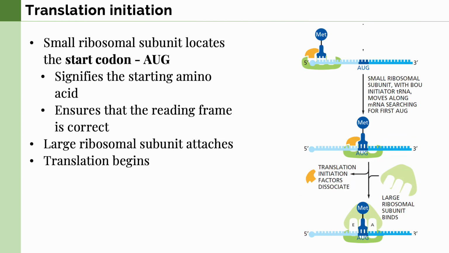Without that cap, this complex cannot bind to it, and this means that the mRNA cannot be translated. Once bound, the small ribosomal subunit then goes along the mRNA, locating the start codon, which again is AUG. This signifies the starting amino acid, which is methionine, and it ensures that the reading frame of the translation is correct. Once it has found AUG, the different translation initiation factors then recruit our large ribosomal subunit, and it attaches to the small ribosomal subunit. As a result, the translation can then begin, and the different translation initiation factors dissociate from the ribosome.